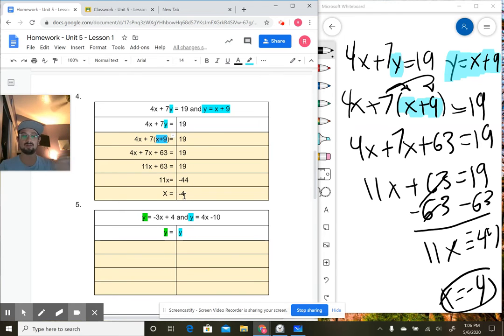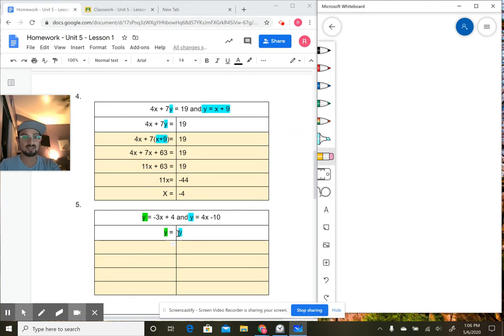Now, when they're both in y equals mx plus b form, you can just do y equals y. So here I'm just going to substitute y equals y, since they're both in y equals mx plus b. So 4x minus 10.